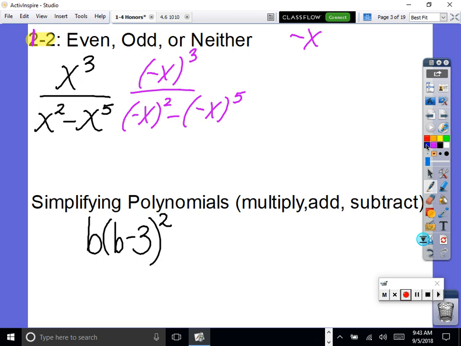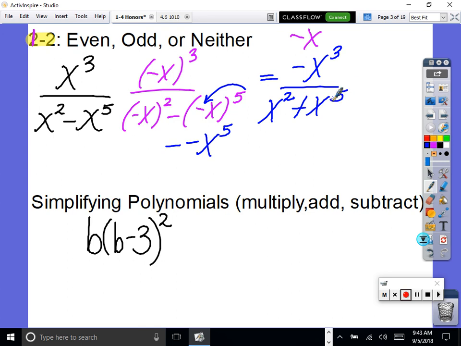So let's simplify this correctly. An odd power with a negative is going to be negative. We have negative x cubed on top. Does everybody agree? Now on bottom, this will become positive, because a negative squared is positive. So we have x squared. Now guys, ignore this minus sign for a second. Look right here. Negative x to the 5th. Won't it stay negative x to the 5th? Well, then we have a minus sign. So it's plus x to the 5th.